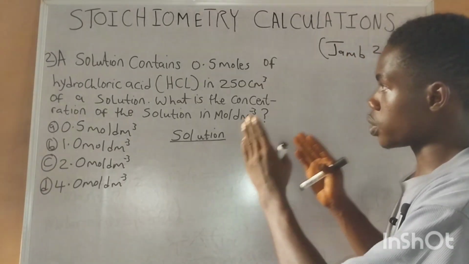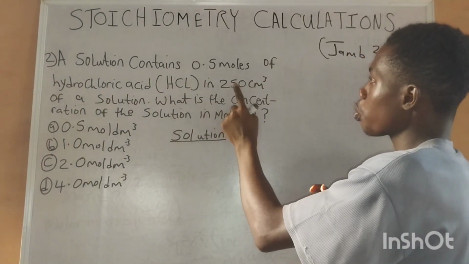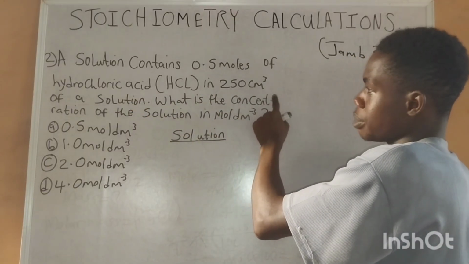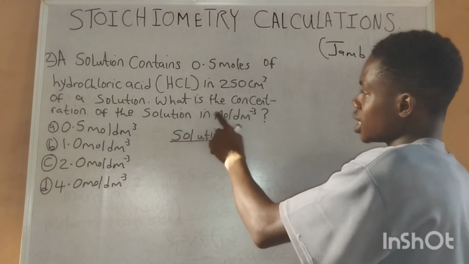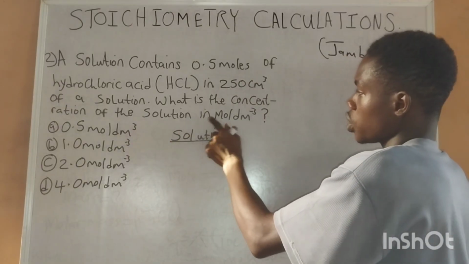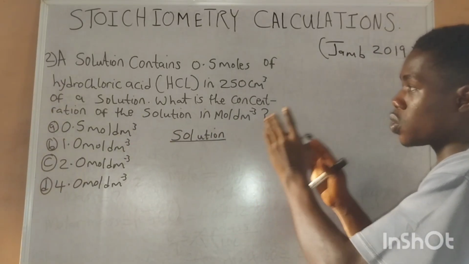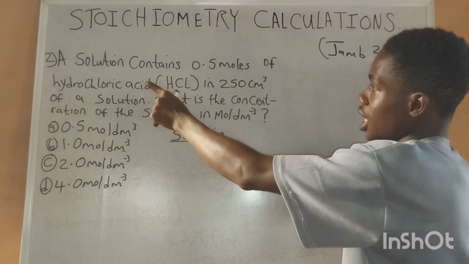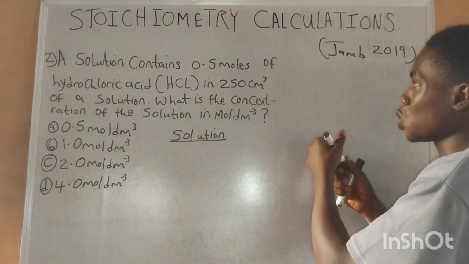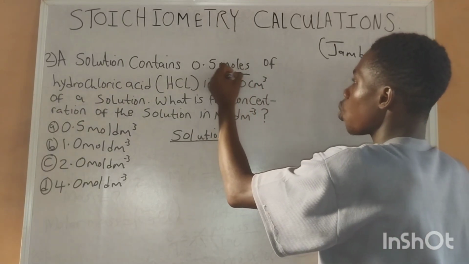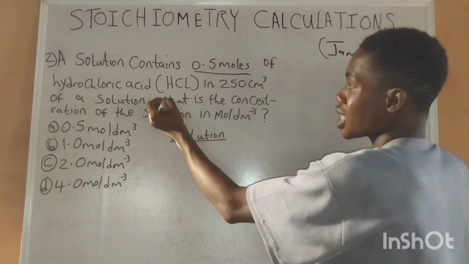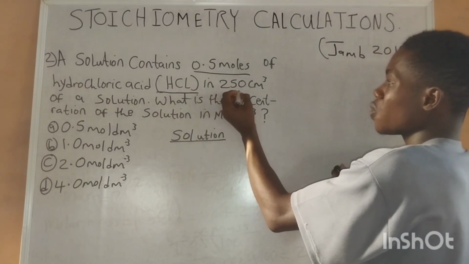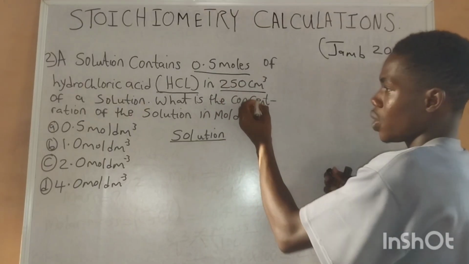So the next question says a solution contains 0.5 mole of hydrochloric acid in 250 cm cube of a solution. What is the concentration of the solution in mole per dm cube? Now if you look at this particular question very well, the question says a solution contains 0.5 mole. So we're given 0.5 mole of hydrochloric acid. So the acid here we are working with is hydrochloric acid, HCl, in 250 cm cube of a solution.